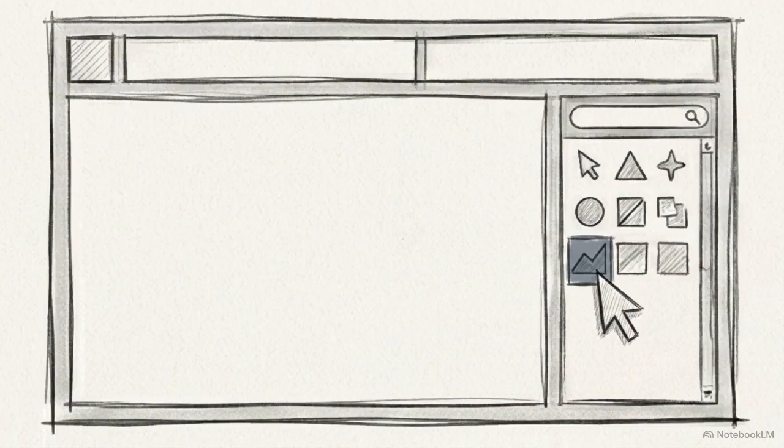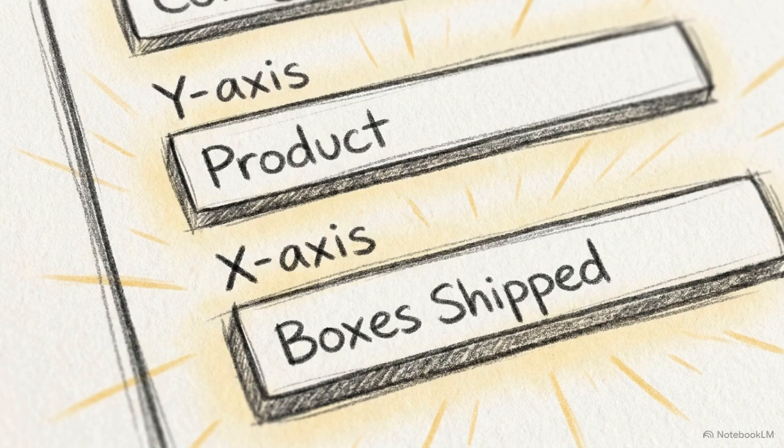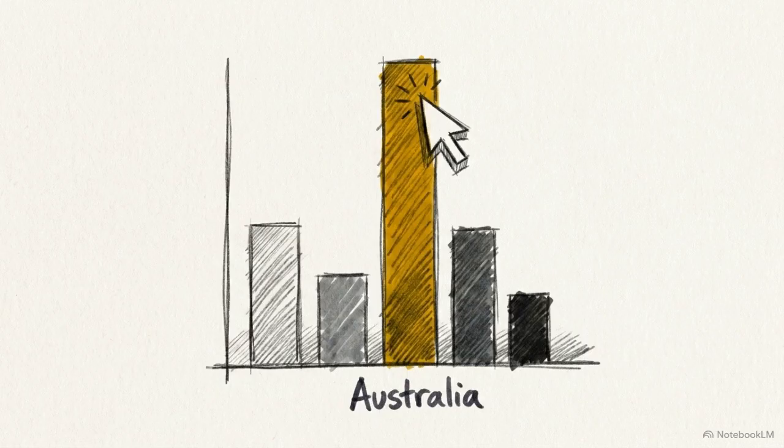Click an empty part of the canvas and add a bar chart. Map product to the Y-axis and boxes shipped to the X-axis. Now we can test the interactivity. Go to your first chart and click directly on the data column for Australia.